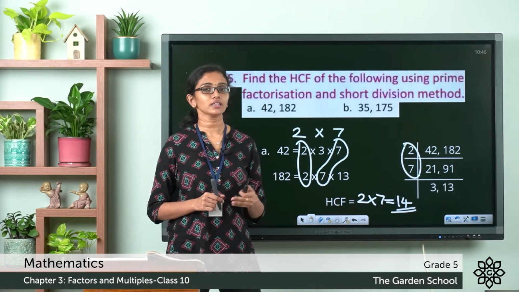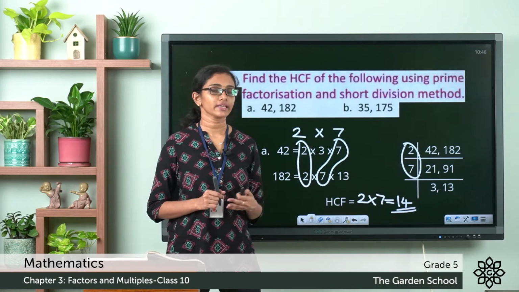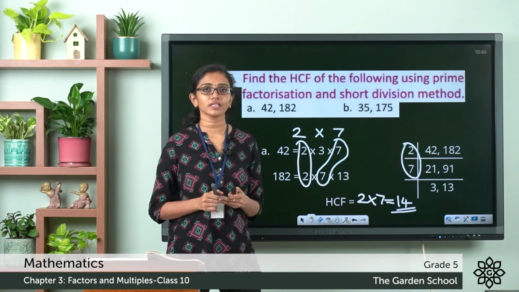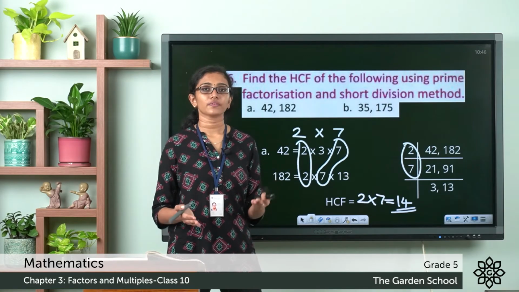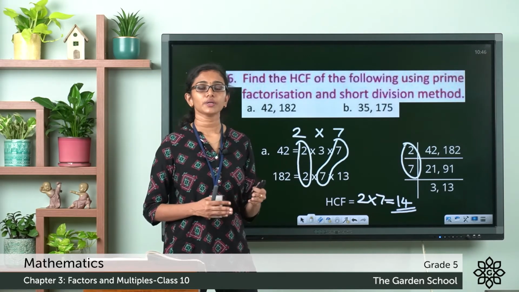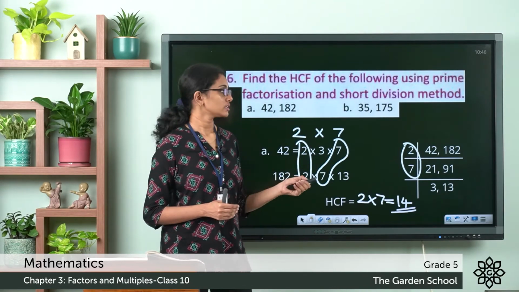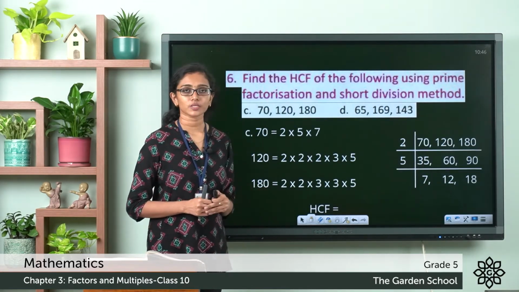So it doesn't matter which method you are using to find the HCF, whether it is the prime factorization method or the short division method, the HCF will be the same. Now you have to find the HCF of 35 and 175. Then question C is also explained here.